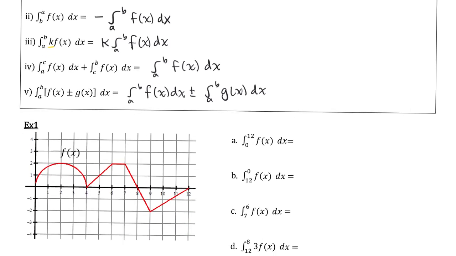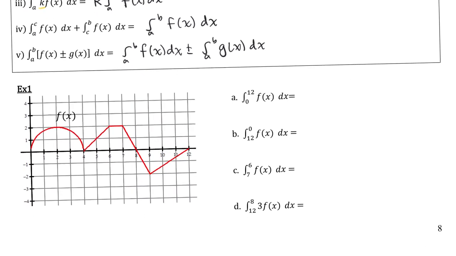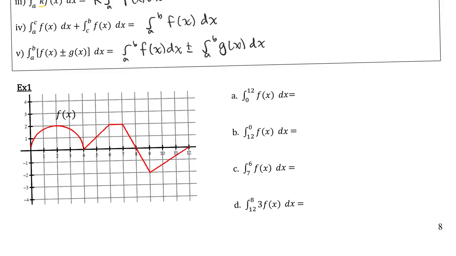Okay, so example 1 is going to be a graphical example. For part A, let's take the integral from 0 to 12 of f of x dx. So 0 to 12 is just the area under the curve from 0 all the way until 12. So pretty much the whole thing. So what is this? This is a semicircle. The center is 2, so the radius is 2, so this is pi 2 squared, 4 pi, but it's half the circle, so it's divided by 2, so it's going to be 2 pi.